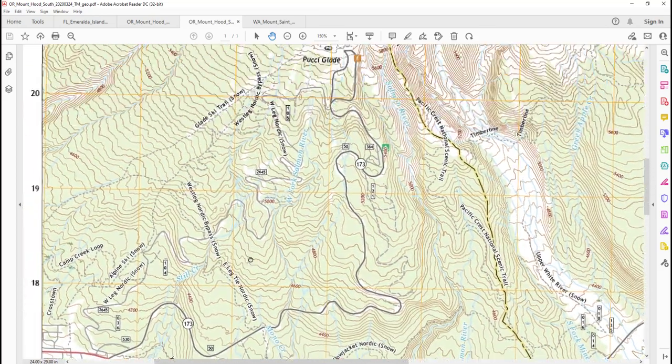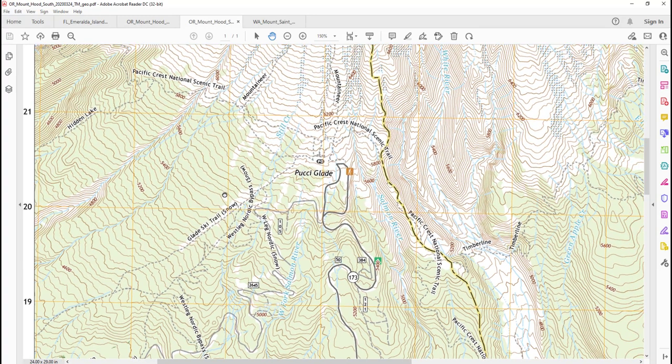So if we go back up here to the area we were looking at, if that's 5,200, then that line right there is 5,240. This line here is 5,280, etc., etc.